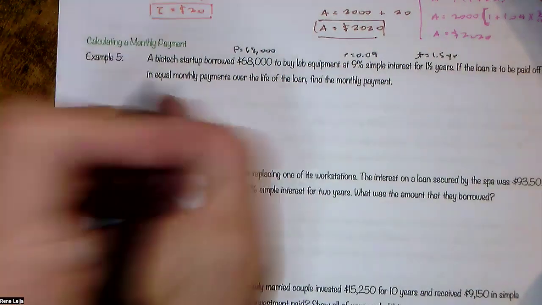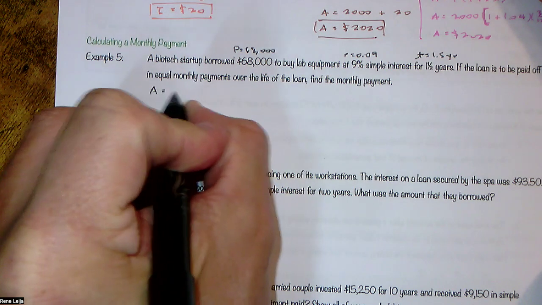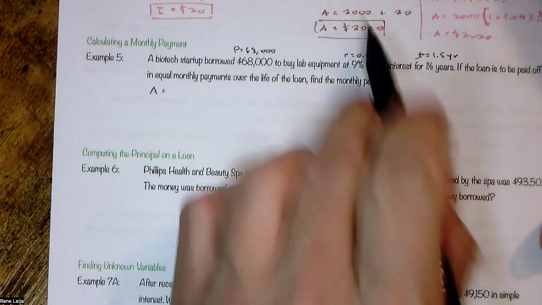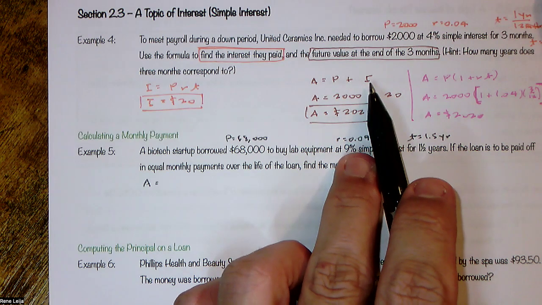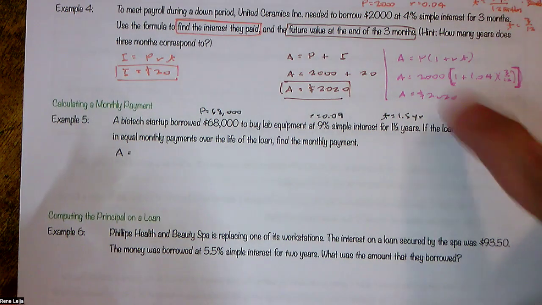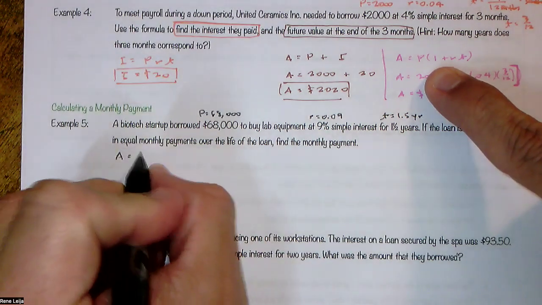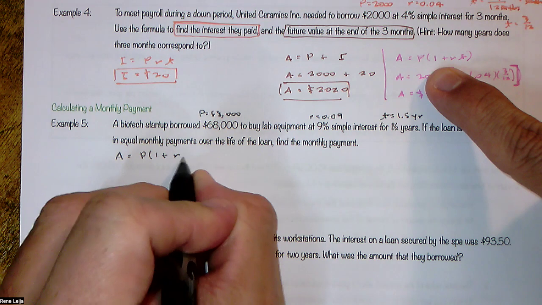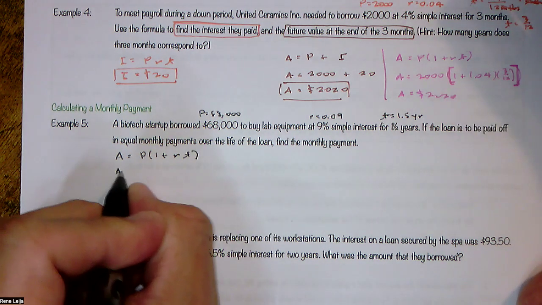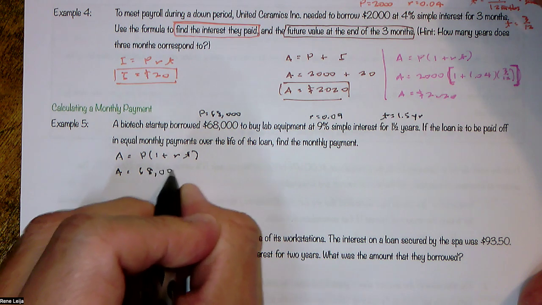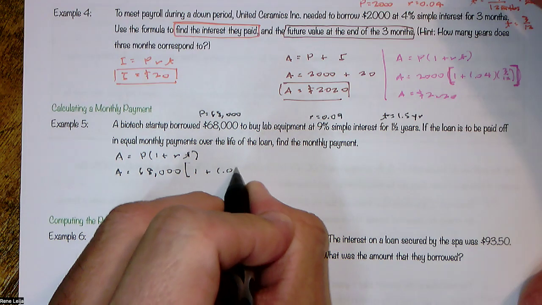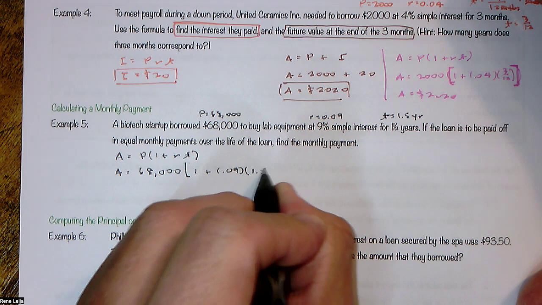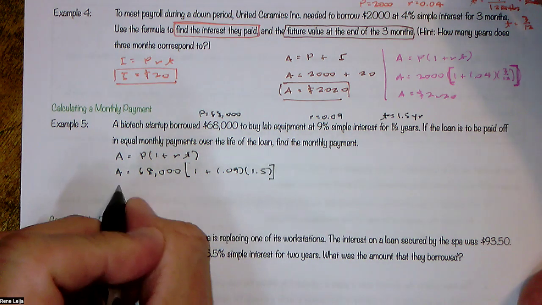Okay. All right. So future value, A equals, now I'm not going to do this formula for my future value because I don't know what I is to be able to add back. And I don't want to have to calculate it. All I want to know is how much am I going to have to pay back? So I'm going to use this formula, the principal times 1 plus R times T. All right, so here we go. So we're going to have 68,000 times 1 plus the rate, which is 0.09, times the year, which is 1.5. Okay.